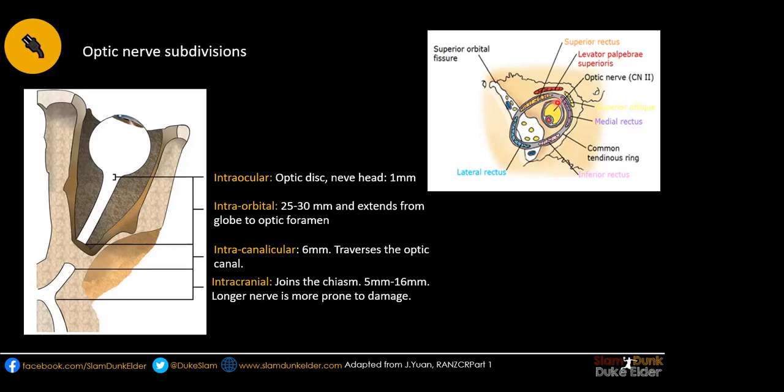So if you've got any inflammation of this nerve sheath, when you move the eyes, you'll be stretching the nerve sheath, which is why people can complain of pain, worse on movement, when they have got optic neuritis or any type of inflammation of the optic nerve. Now, the intracranial part travels through and joins the chiasm, and that's 5 to 6 millimeters, 16 millimeters. And the longer the nerve, the more prone to damage it is. So if you've got swelling within the brain, it's more easily compressed.